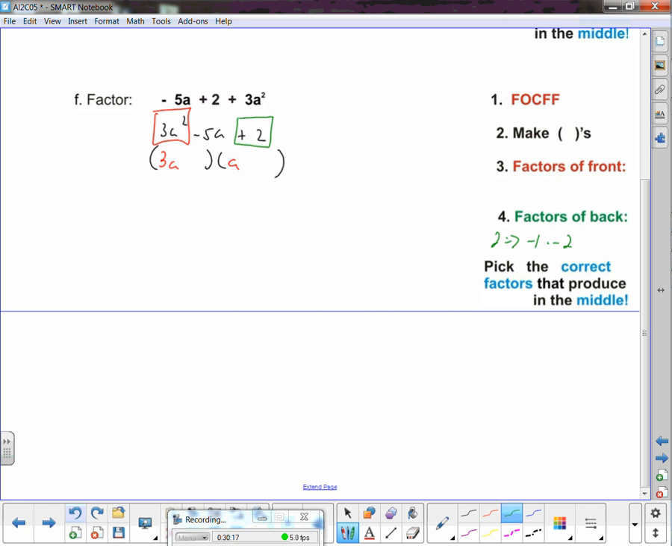And the reason it matters is that front term has a 3 and this front term has a 1. So it matters where the 1 goes and where the 2 goes. And what are you after? You're after a negative 5a in the middle, right? All right, so take a look, see if you can figure out where to stick it. Negative 5a in the middle.